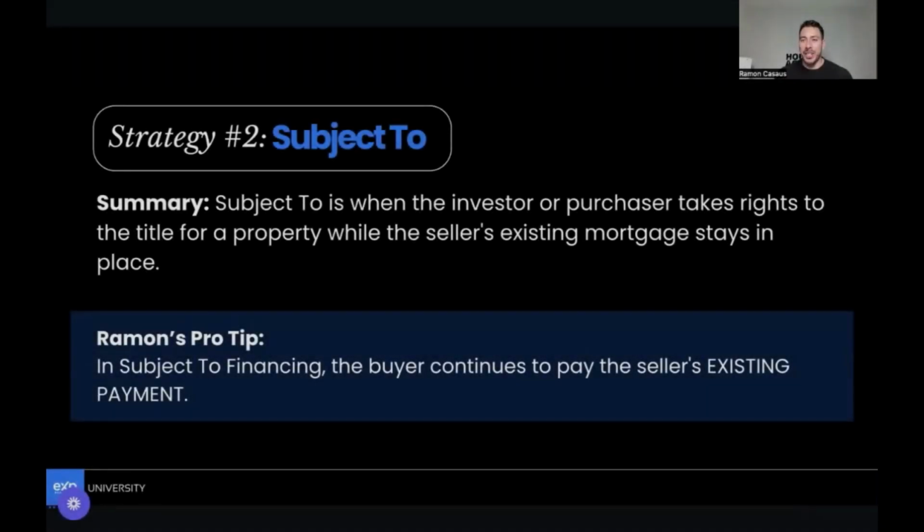We made it. Strategy number 2, subject to. I don't know how many twos I'm going to say in this presentation, but it's going to be a lot. Summary: subject to is when an investor or purchaser takes rights to the title for a property while the seller's existing mortgage stays in place.